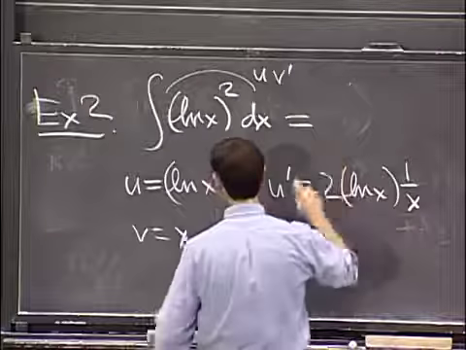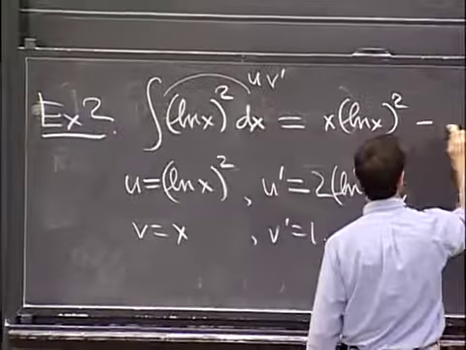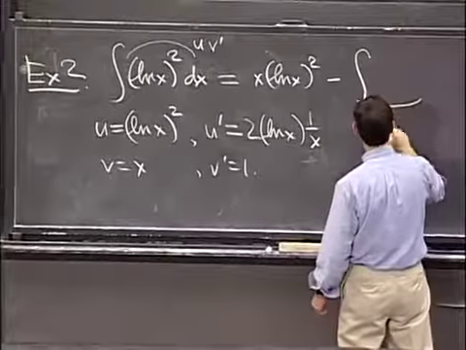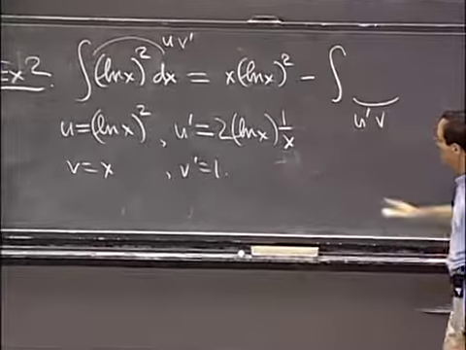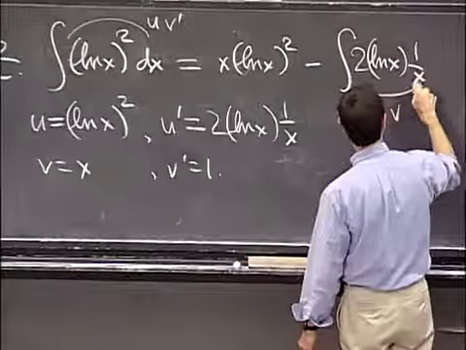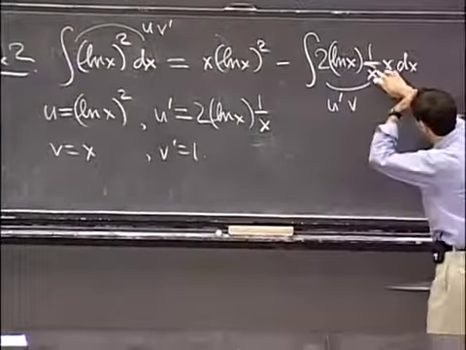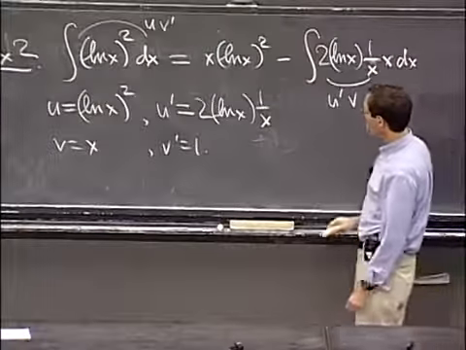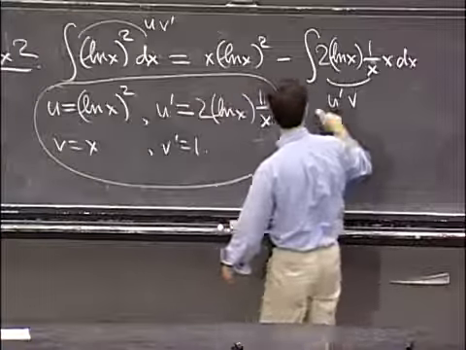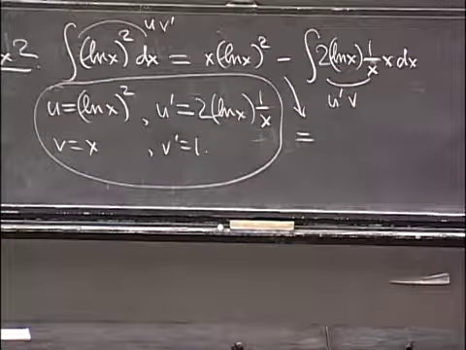And so the formula is that this is x log x, the quantity squared, minus the integral of, well, it's u prime times v, right? That's what I have to put over here. So u prime is 2 log x times 1 over x, and v is x. And so now you notice something interesting happening here. So let me just demarcate this a little bit and let you see what it is that I'm doing here.